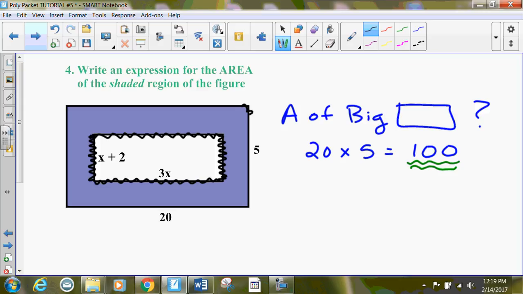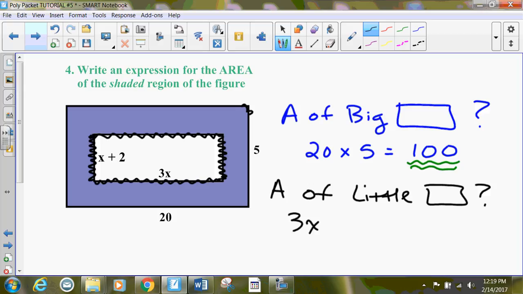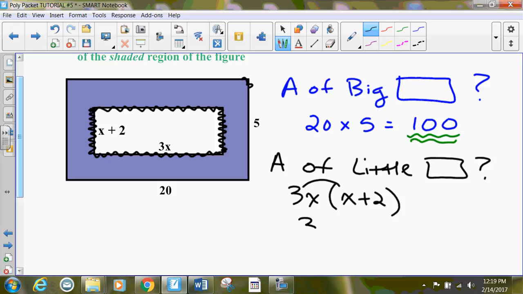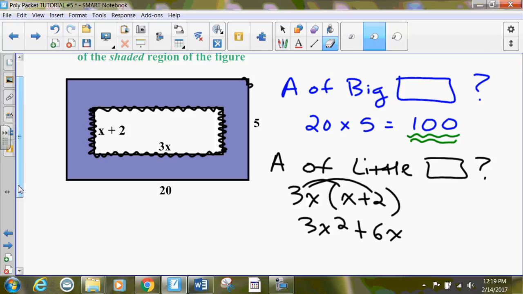So let's go ahead and find the area of the little rectangle. Let's see, what is the area of the little rectangle? Well, I've got length times width. I've done this type of problem before, right? Where I'm going to go ahead and distribute. So 3x times x is 3x squared. 3x times 2 is 6x. All right, so 3x squared plus 6x.